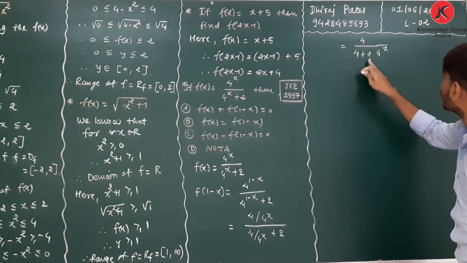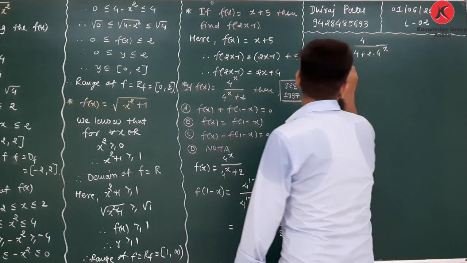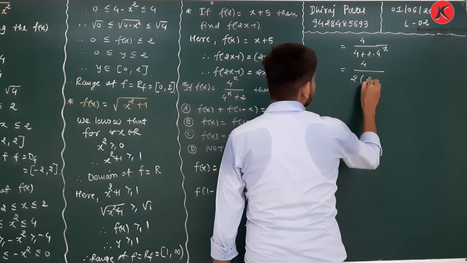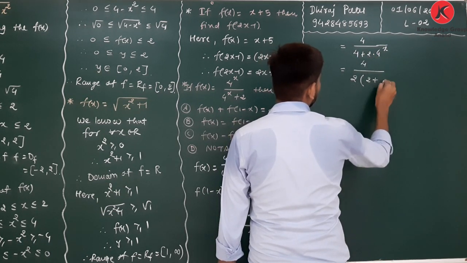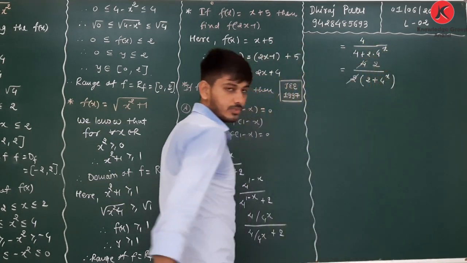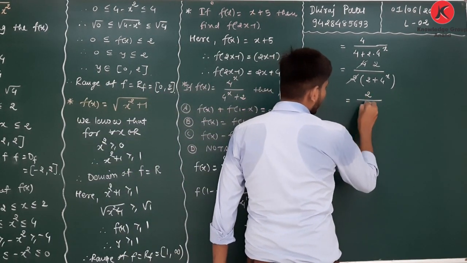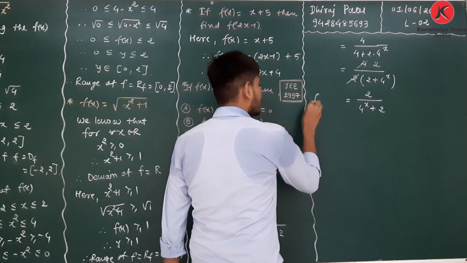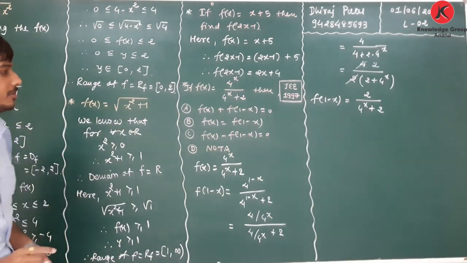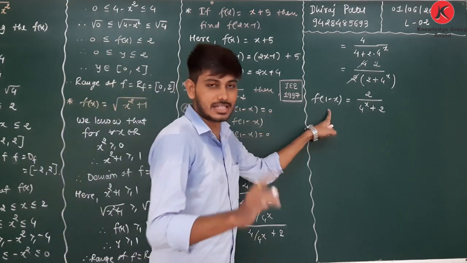We can take 2 common from the denominator, therefore I am getting 4 upon 2 into (2 plus 4 raised to x). This will cancel out, answer is 2. Okay, now see here, this is 2 upon 4 raised to x plus 2. This is your f of 1 minus x. We have f of x, and we obtained f of 1 minus x.